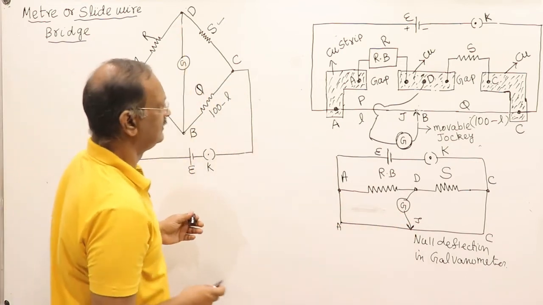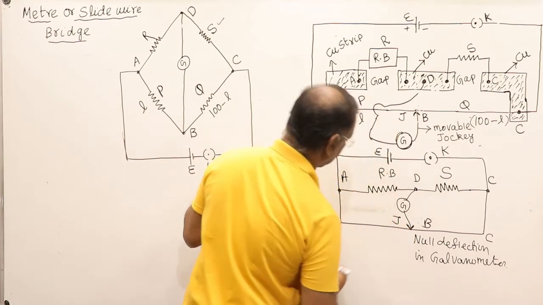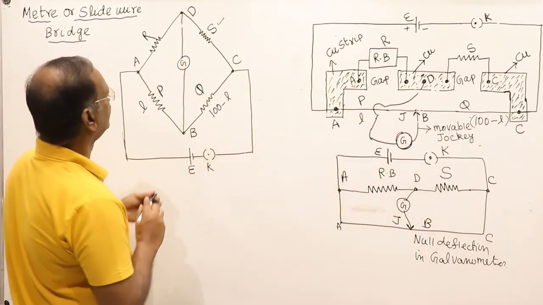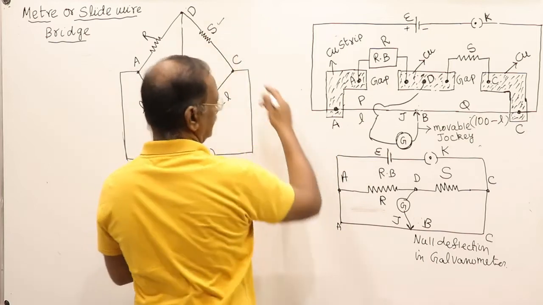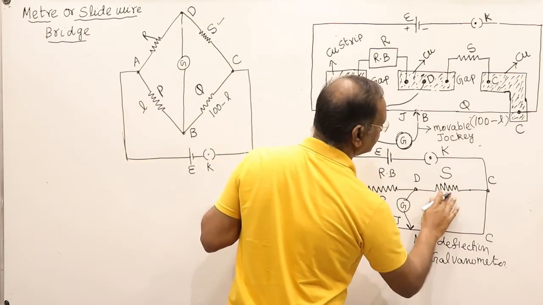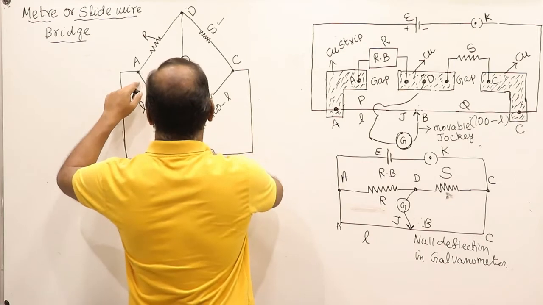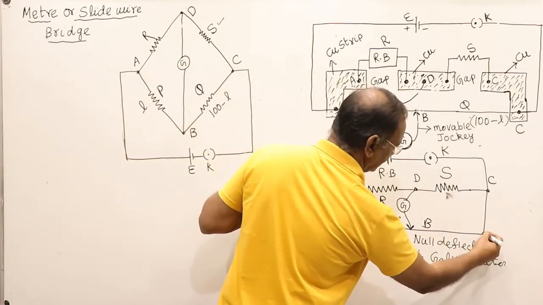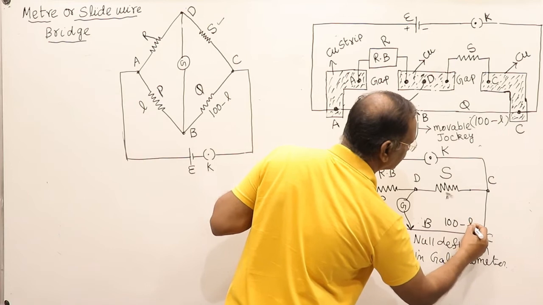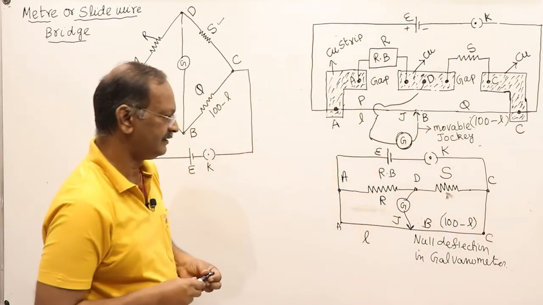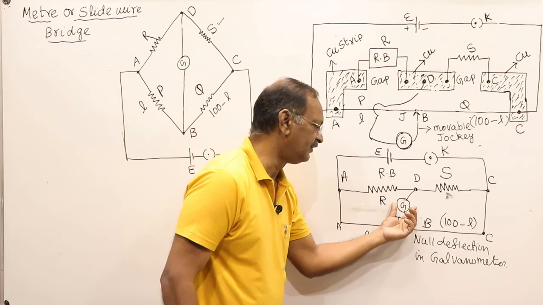This is point D and this is point B. This is a jockey J. So now A to D forms the resistance R, and D to C is the unknown resistance S, and AB is equal to L, and the total is 100 centimeters. If this is L, this will be 100 minus L. So when balancing, we move the jockey along this wire and we stop at the point where there is no deflection in the galvanometer.